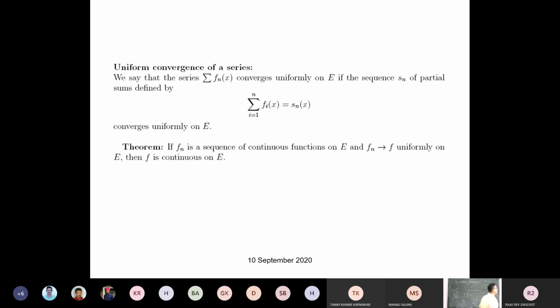So this is the final theorem. Uniform convergence of a series, I'll discuss about it, don't worry. But what I have told you brings me to the last theorem. If f_n is a sequence of continuous functions on E and f_n tends to f uniformly on E, then f is continuous on E. It is always going to guarantee me a continuous limit, and if we consider that limit to be the solution of the given differential equation, we are fine with that. Now, is it clear?